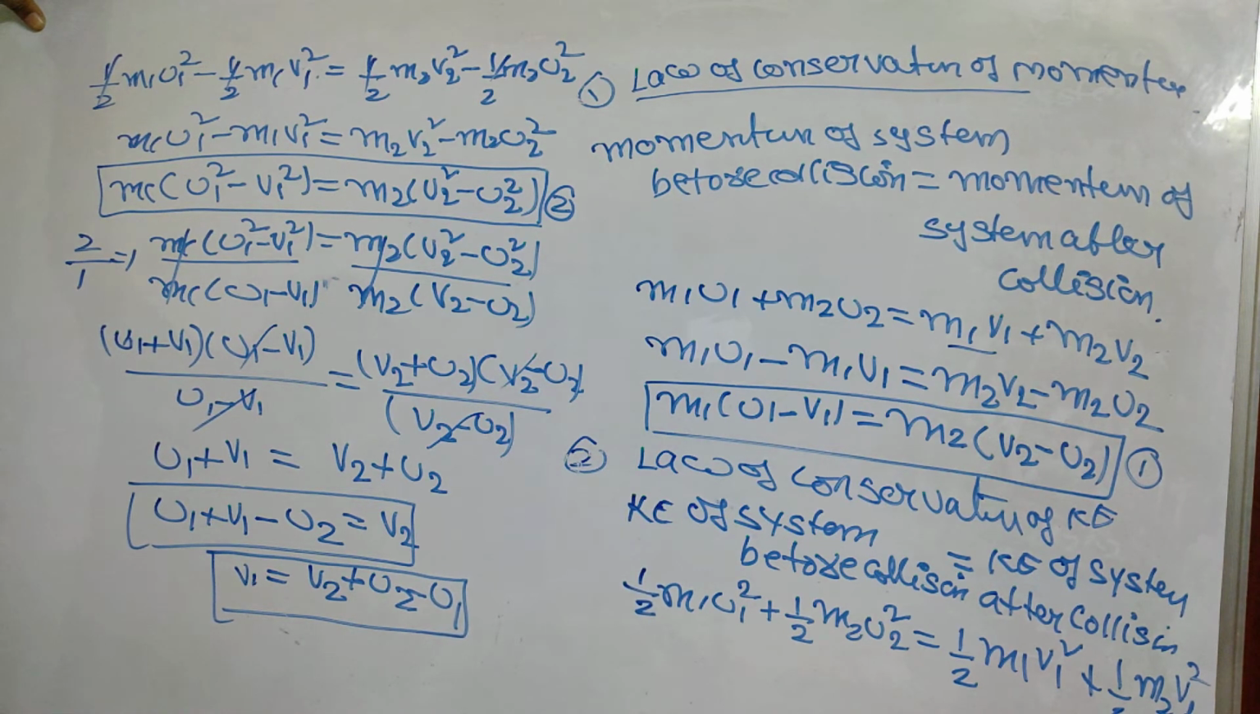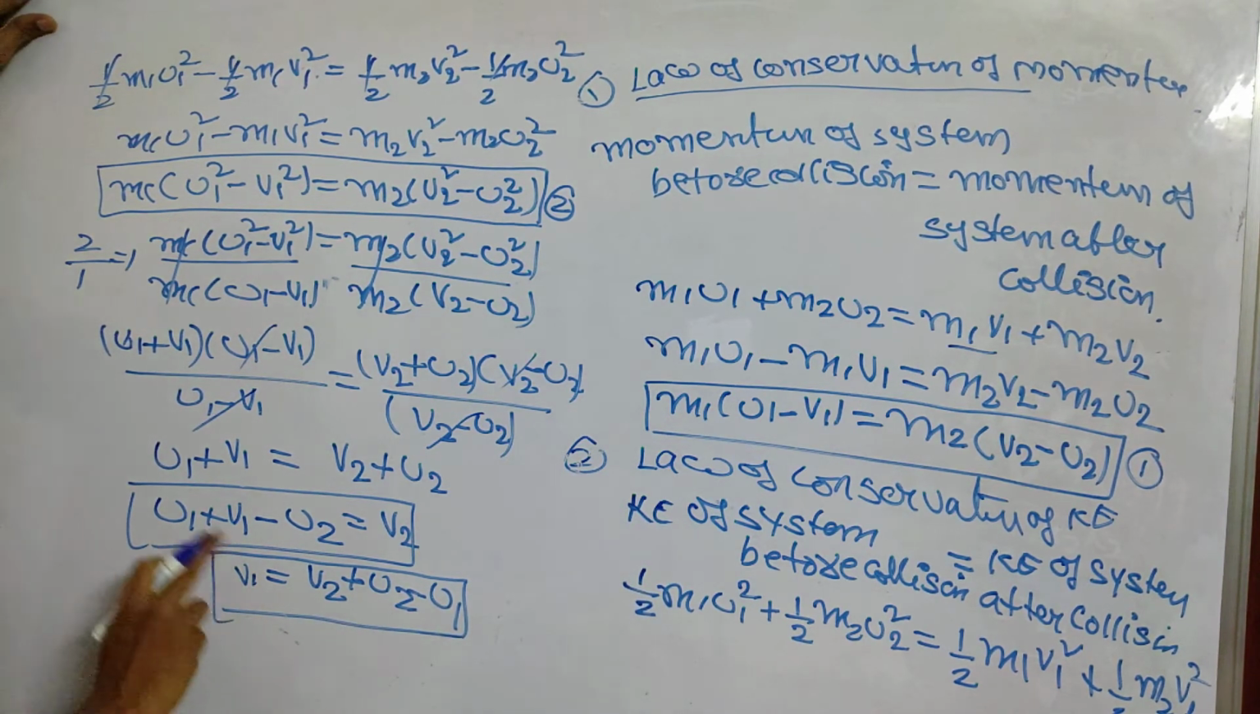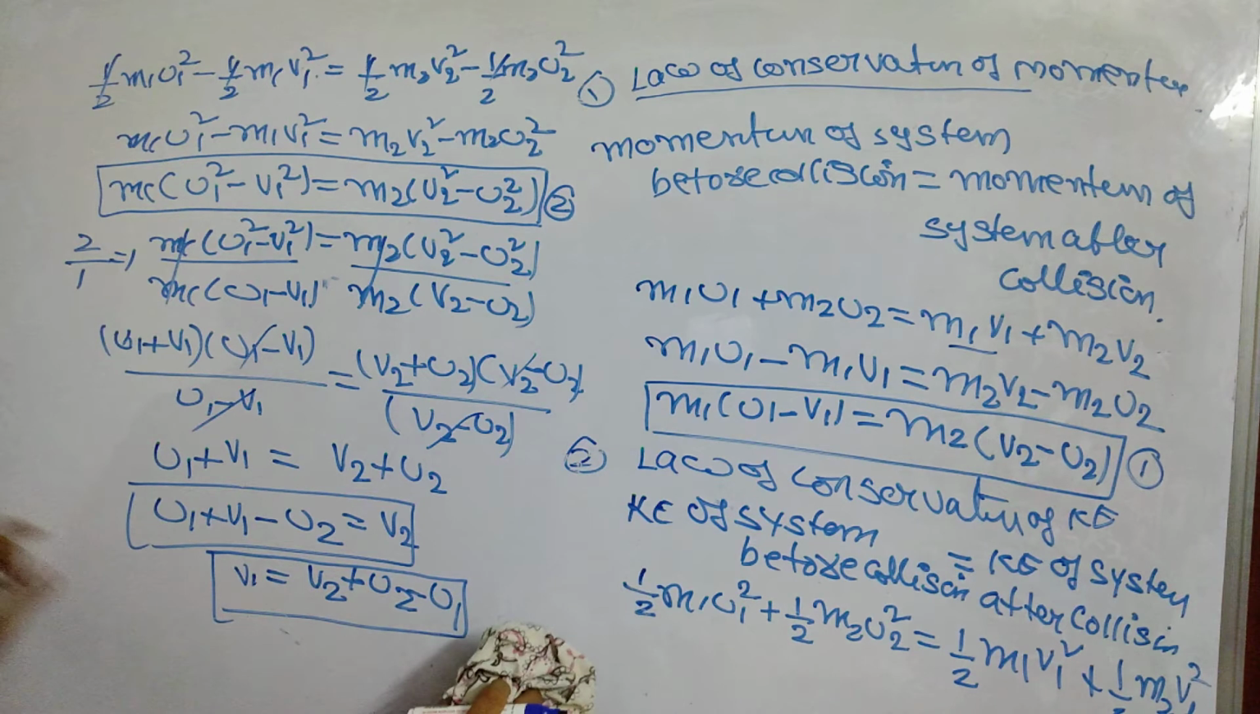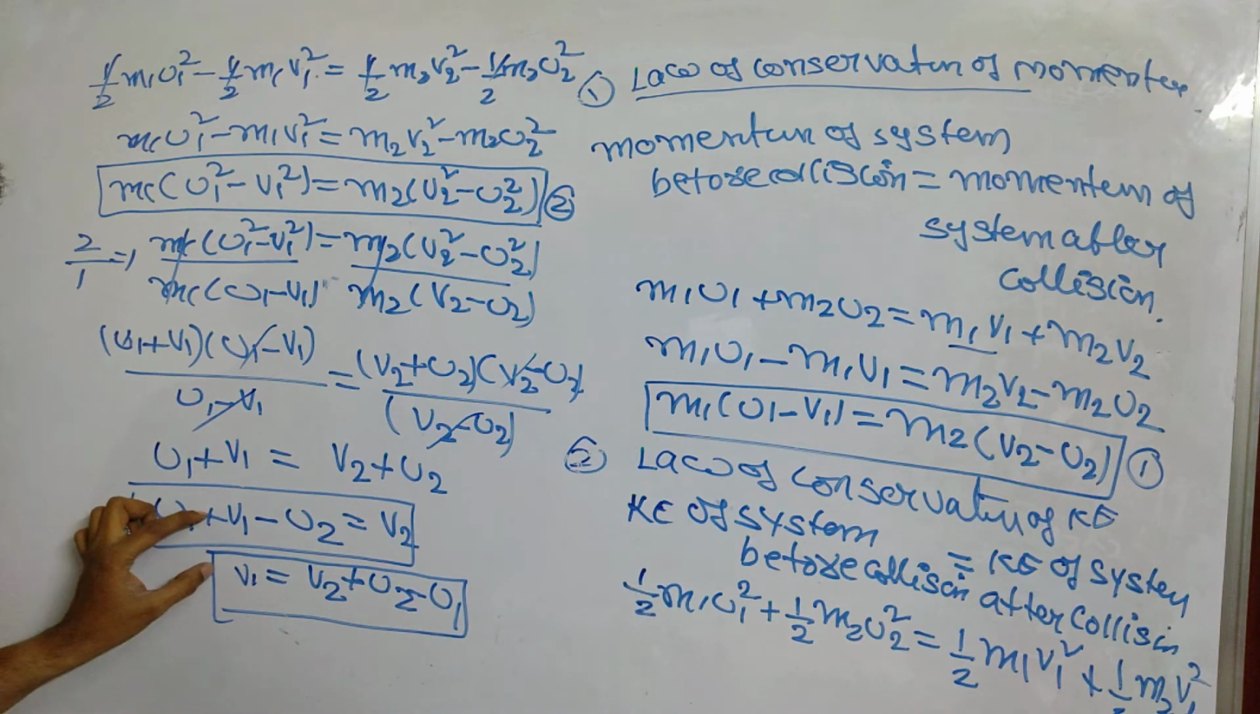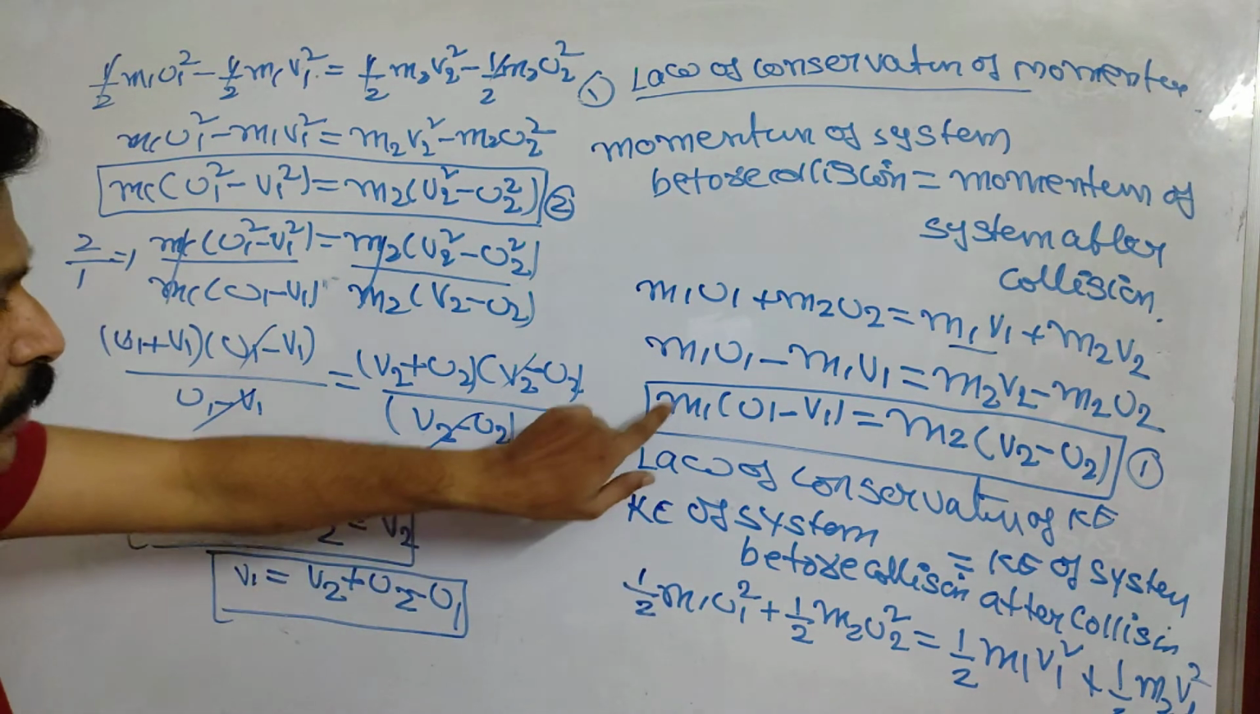What is the value of v2? u1 plus v1 minus u2, this one. And what about v1? That is v2 plus u2 minus u1. Be careful with the u and v values, otherwise the results are not coming correctly. Okay, now with these two steps, substitute these two values one after another in this place now.